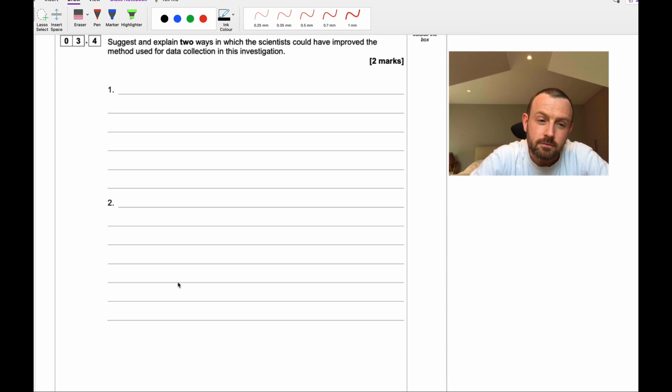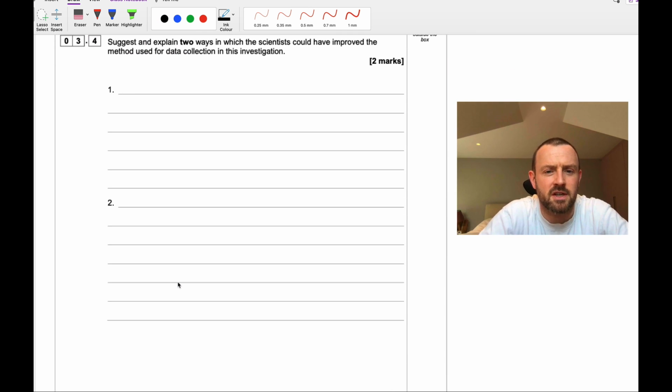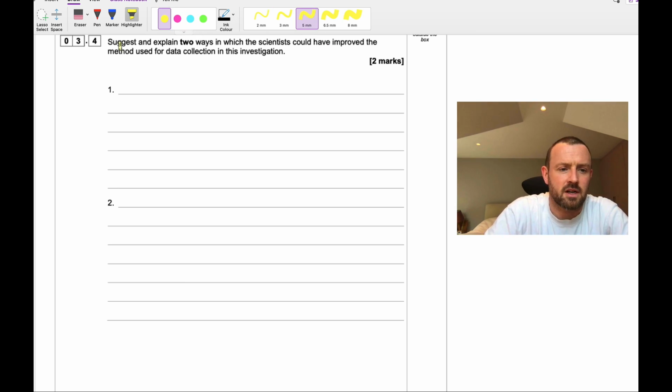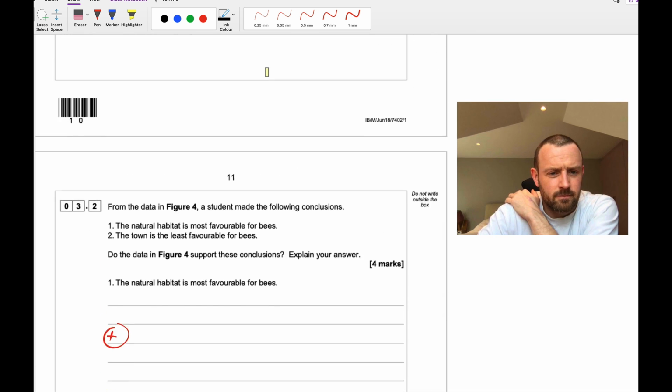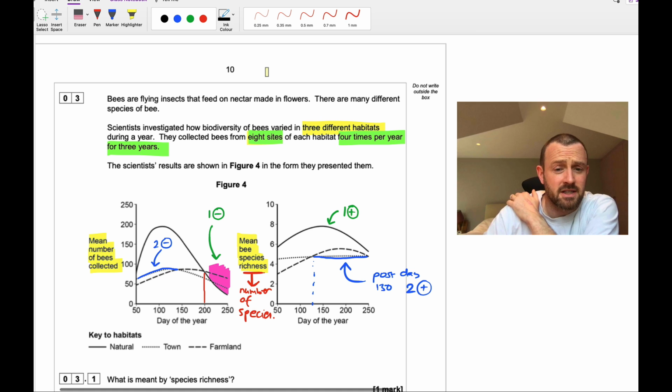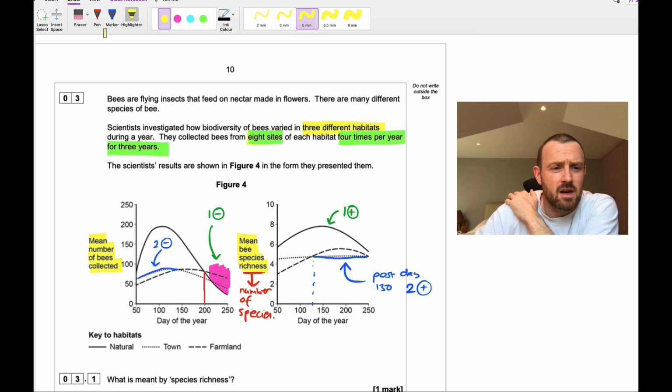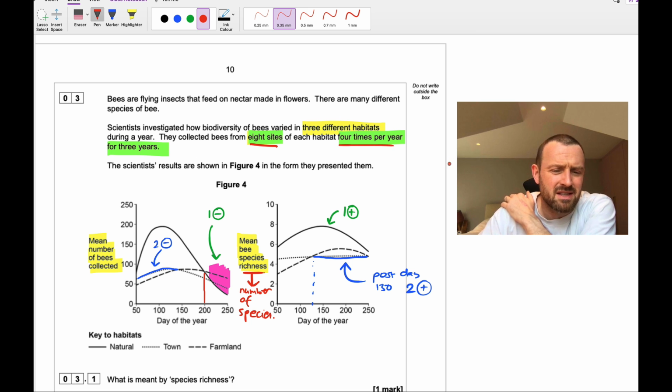3.4. Suggest and explain 2 ways in which the scientists could have improved the method used for data collection in their investigation. Okay, so for this, always when we get this kind of suggest and explain, you want to go back to the beginning of the question and reread how they did their data collection. So, let's go back up here. It's really going to be the stuff that we highlighted up here. Okay, so they used 8 sites 4 times per year for 3 years.